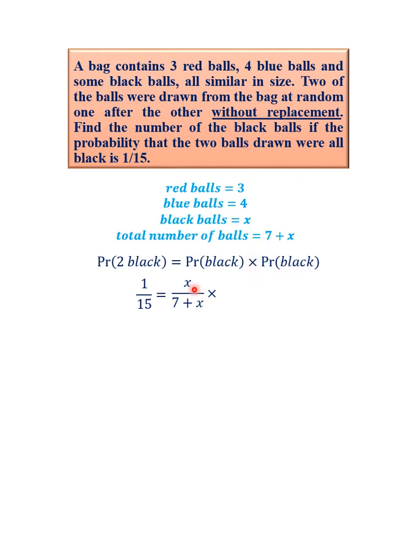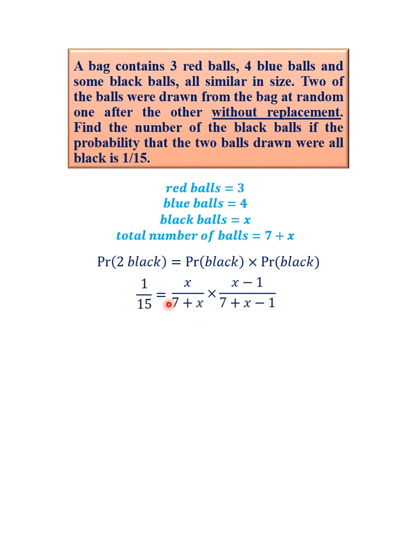What it means is that the first black ball picked will reduce the number of black balls from x to x minus 1 because 1 has been taken away. The total 7 plus x will also reduce by 1. It means the probability of the second ball being black will be x minus 1, to show that the black balls have reduced by 1, divided by 7 plus x minus 1, because the total number of balls have also reduced by 1. Now we have a simple equation and we can solve further.